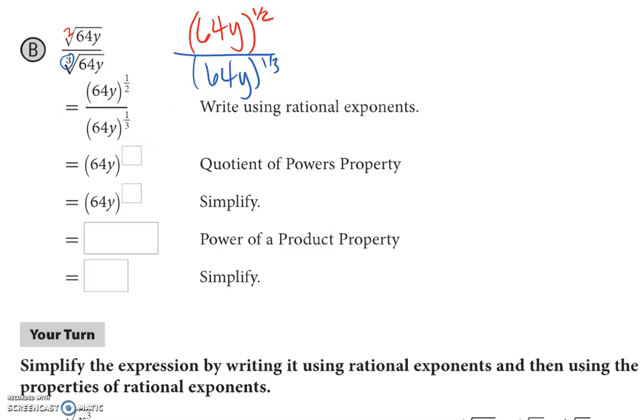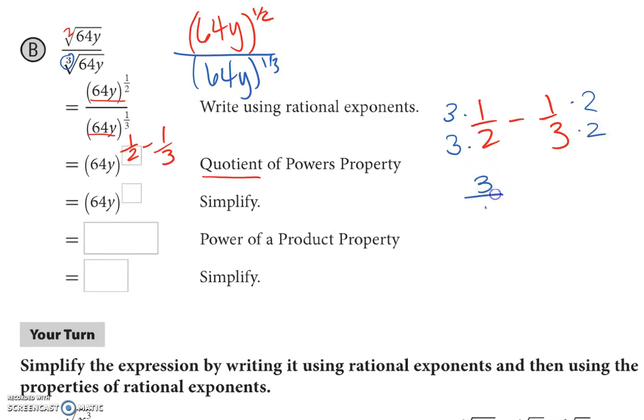Now if you notice, you have the same base and the same base. With our exponents here, if you remember the quotient property of powers, you can subtract those exponents. So 1/2 minus 1/3, and I'm going to show that work over here. I need to make sure I get a common denominator, and between 2 and 3, 3 needs to be multiplied here, and 2 needs to be multiplied here so that our common denominator is 6. So 3/6 minus 2/6 is 1/6, and now I have 64y all to the power of 1/6.